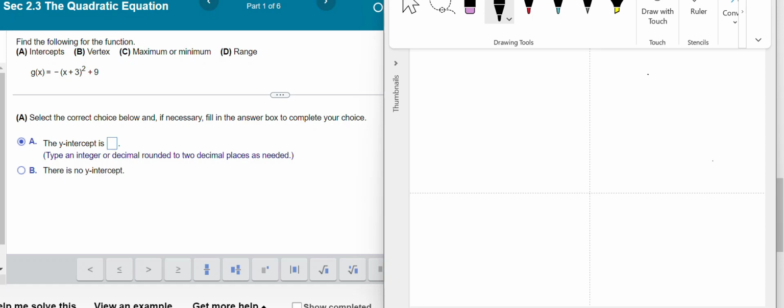Find the following for the function: intercepts, vertex, maximum or minimum, and the range. The first one asks us for the intercept, so I'm going to write our equation out. g of x equals negative (x plus 3) squared plus 9.